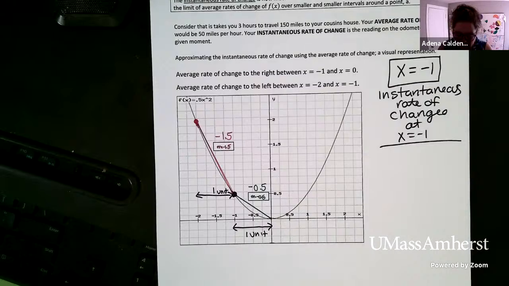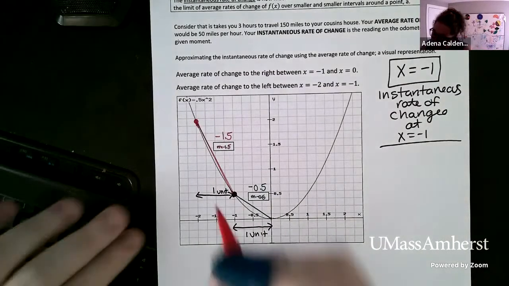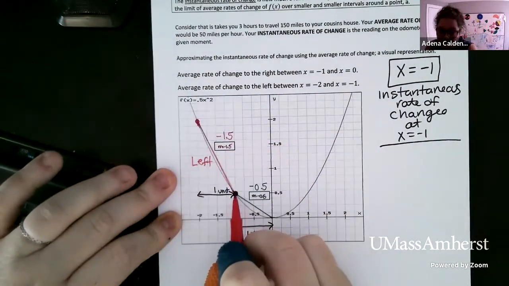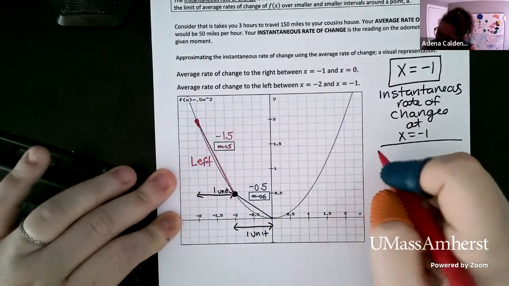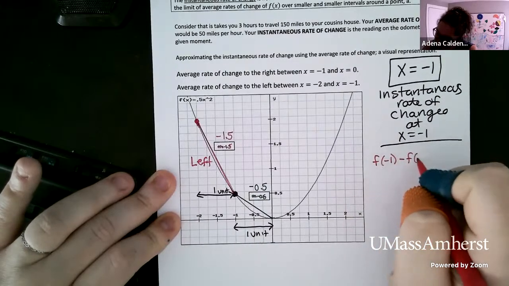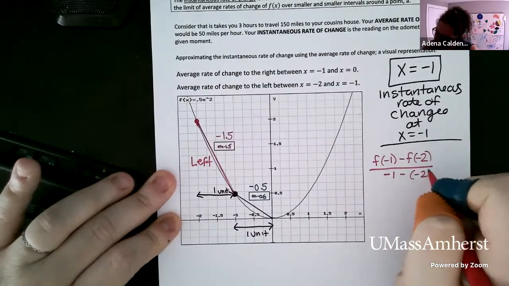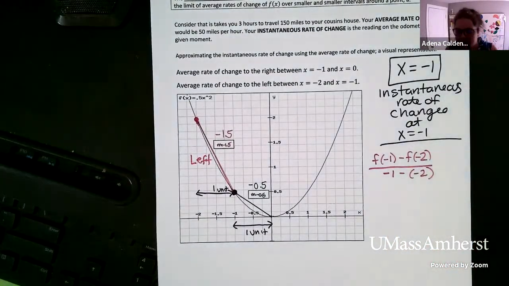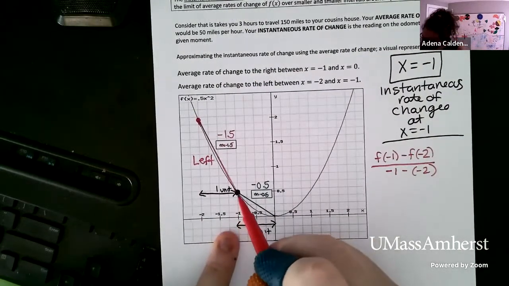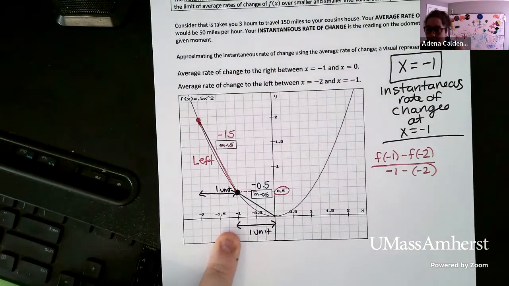So how did I do this? How did I do the average rate of change? Just as a reminder, for the left, and it's the left because the point is here, so I'm picking another point to the left. When I do the average rate of change, I'm going to do f of -1 minus f of -2 divided by -1 minus -2. Okay, so f of b minus f of a over b minus a. So f of -1, I'm going to come up here, I'm going to come over here. That's going to give me 0.5.